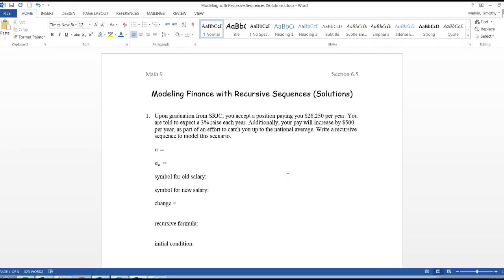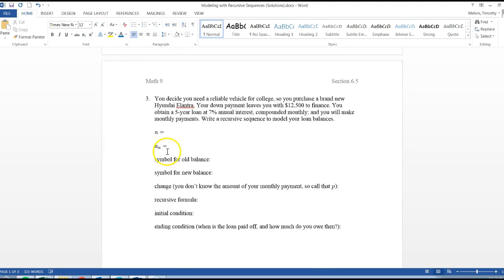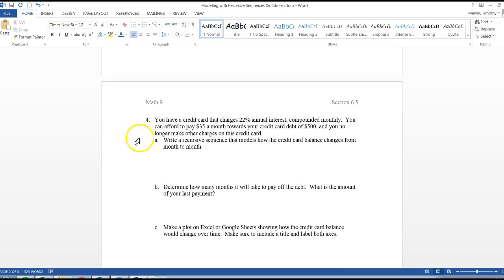Okay, in this video, we're going to use recursive sequences to model how a credit card debt changes over time. So this is in the Modeling Finance with Recursive Sequences worksheet. We'll go over the solutions for the first three problems in class. So I'm going to scroll down to number 4. I want to analyze number 4 with a series of videos.